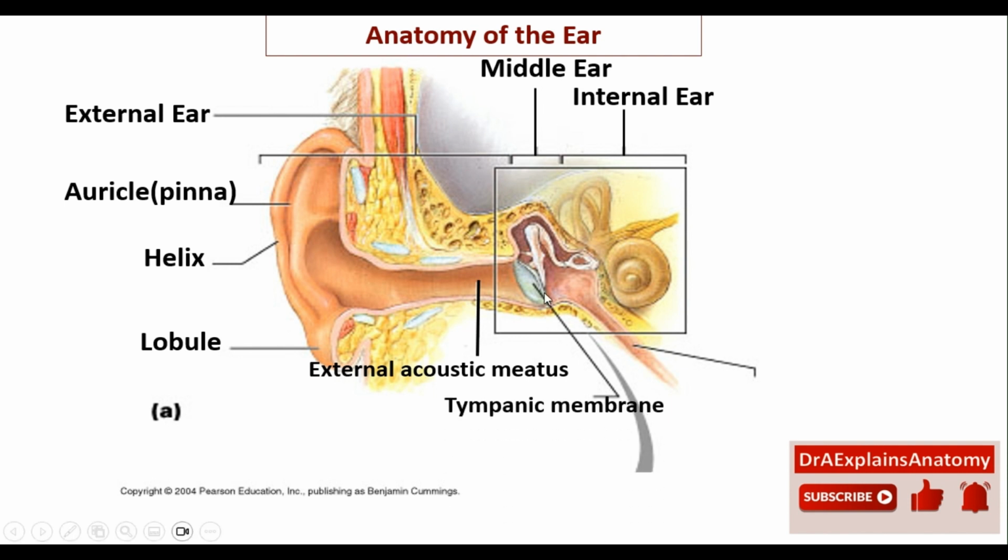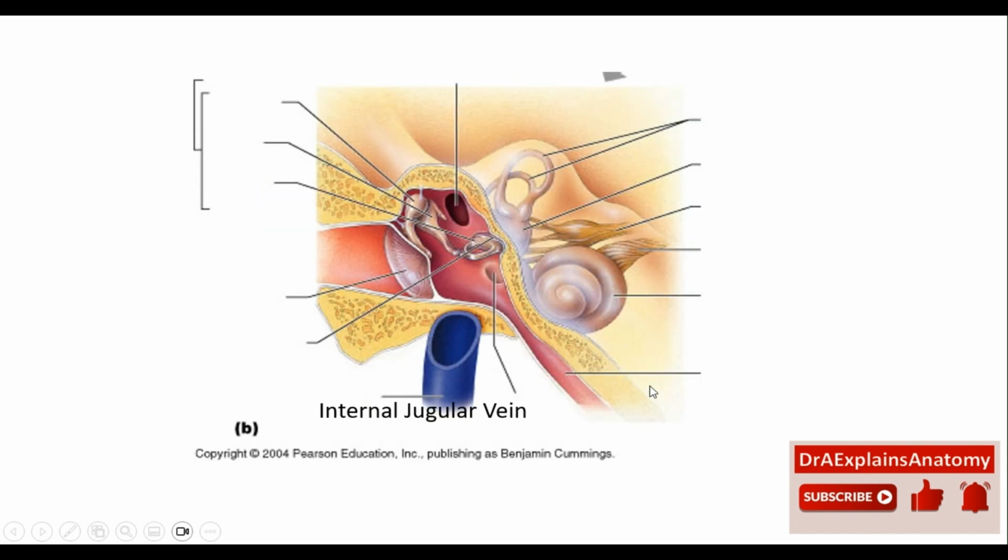This right here is the tympanic membrane, which is the anatomical term for the eardrum. This right here is the pharyngotympanic tube, also called the auditory tube. Moving to the middle and the inner ear, first we can see the tympanic membrane.